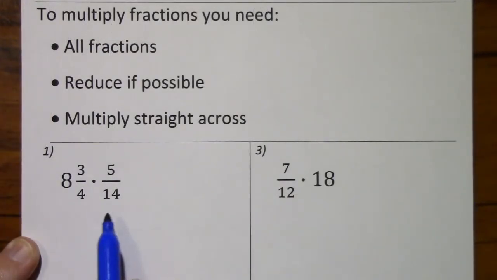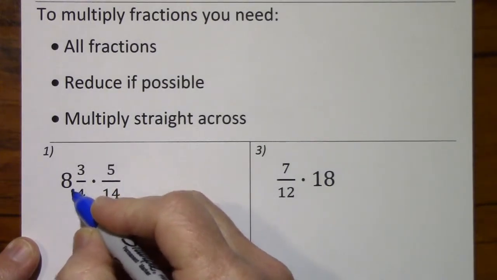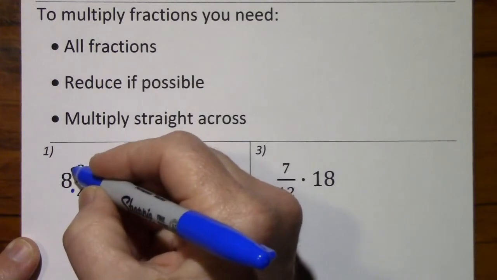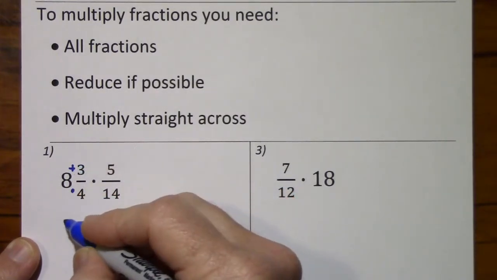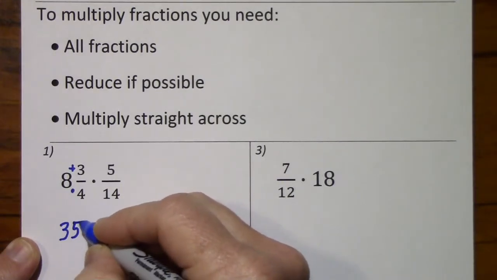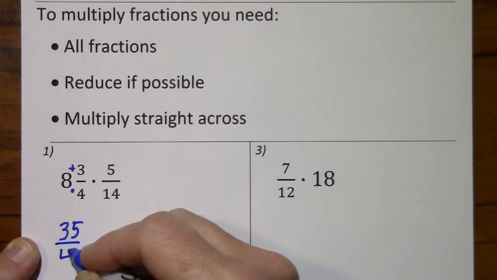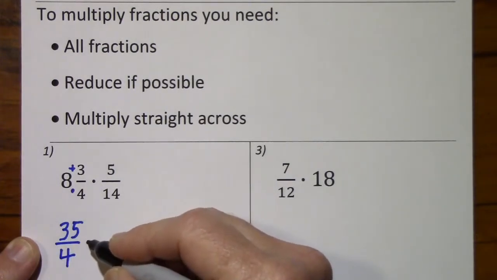So to multiply these two terms, we'll first change this mixed number to an improper fraction. 4 times 8 is 32. Plus 3 is 35. And you keep your denominator. Bring down everything else.